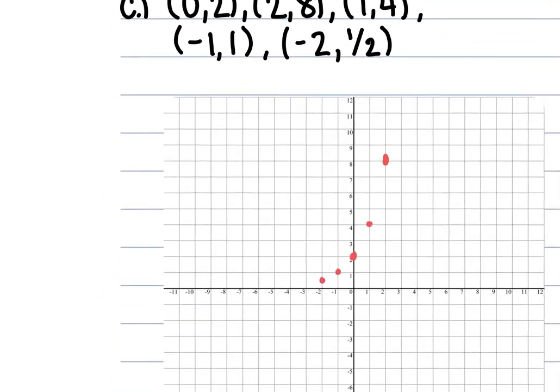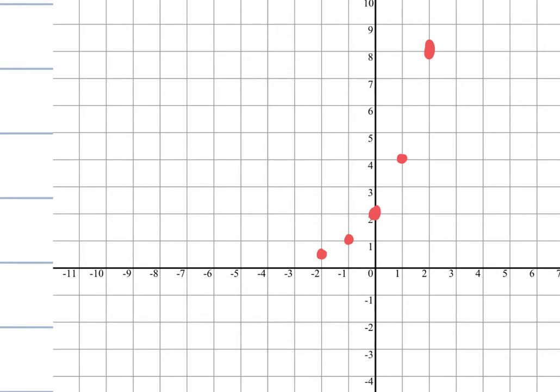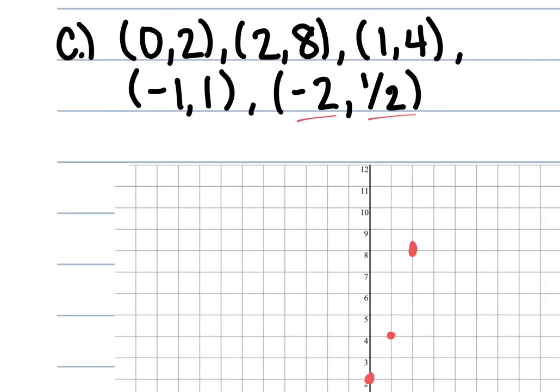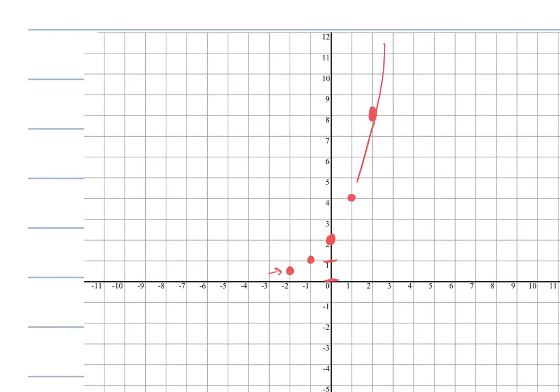Notice negative 2, 1/2 is in between what two values in the y-axis? In the y-axis, guys. This point is in between what two values in the y-axis? 0 and 1. Do you guys see that? And it's because its point was negative 2, 1/2. So we have to go halfway up a unit, okay? All right, and so when we connect these, what does this look like? Exponential.